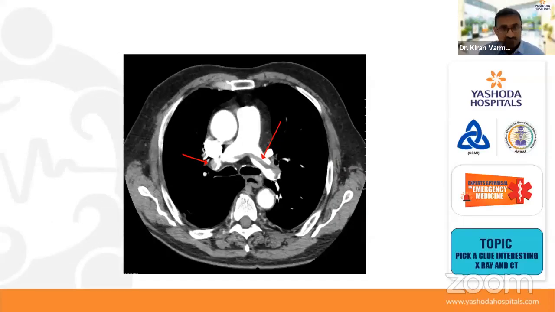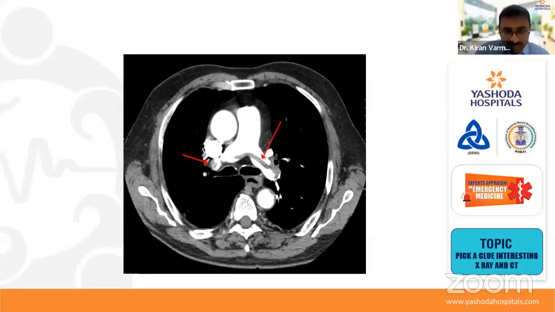So this is CTPA. Can you see it here? The red markings and all. So this is the clot. This is the main pulmonary artery, right and left. Can you see it, right? Like a hypodense kind of thing. This is the clot. So now the diagnosis is PTE, pulmonary thromboembolism.